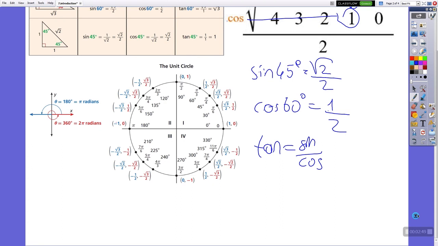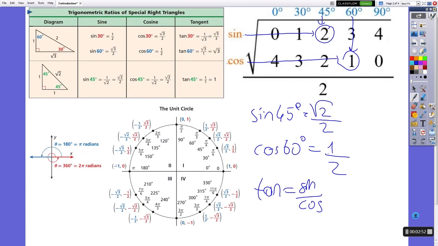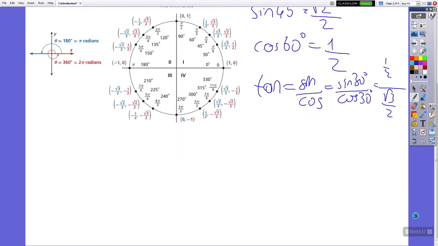So let's say you want to find tangent 30. You first need to find sine 30 and cosine 30 and divide them. What is sine 30? Sine 30 is 1 over 2. Cosine 30 is square root of 3 over 2. Let's take their ratio: 1 over 2 multiplied by 2 over root of 3. The 2s cancel, so 1 over square root of 3 is the value of tangent 30.